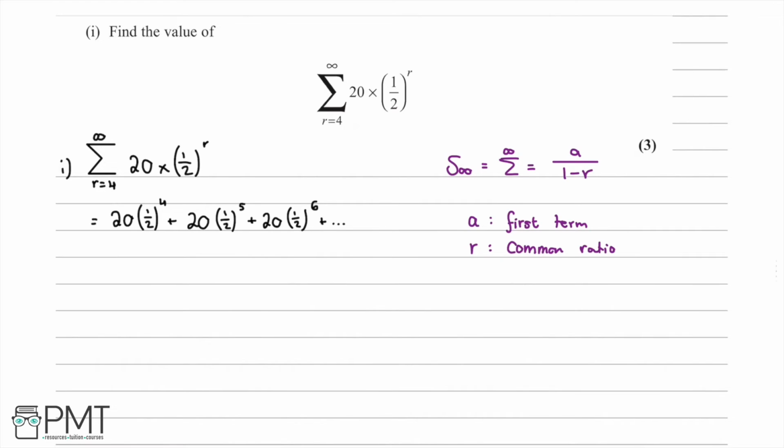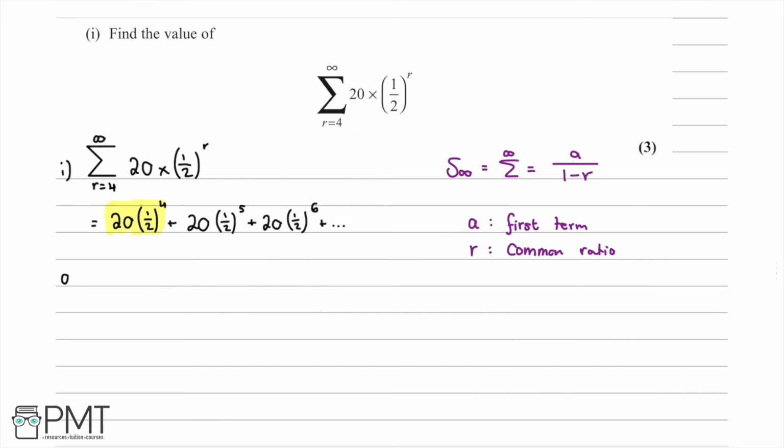So we can see here, what is our first term? The first term of our sequence is simply just going to be the first thing we write out for our initial value of r. So that's going to be 20 multiplied by a half to the power of 4. So we can write it down here, a is going to be equal to 20 multiplied by a half to the power of 4. And then what is r?